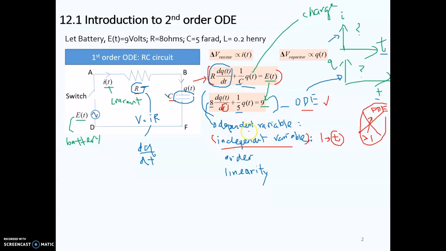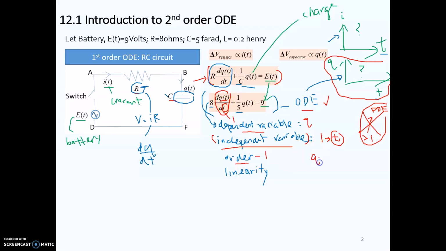And then if you look at the dependent variable, you will find that the Q here is your dependent variable. In simple terms, the dependent variable is something that you are going to solve. So you would like to know what is the change of the charge, which is Q, over the time. The highest order of this ODE is 1, where you have the first derivative here. Therefore, the order is 1.